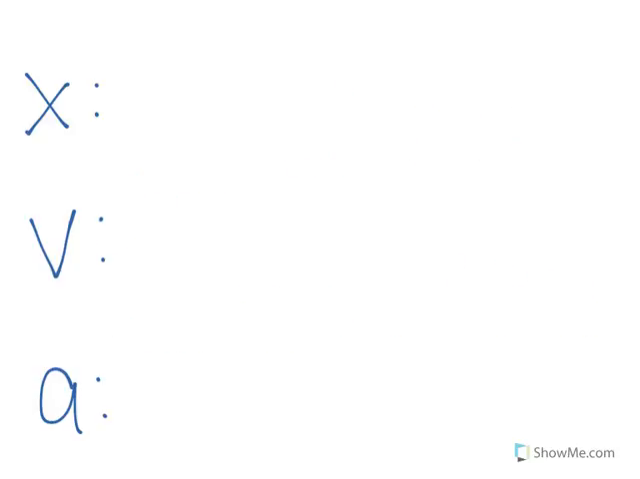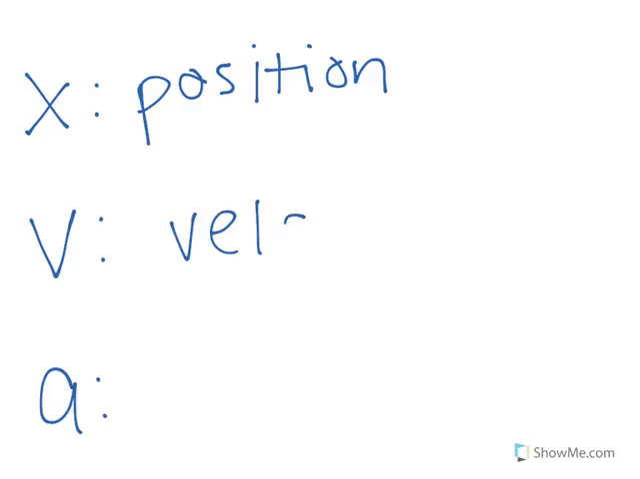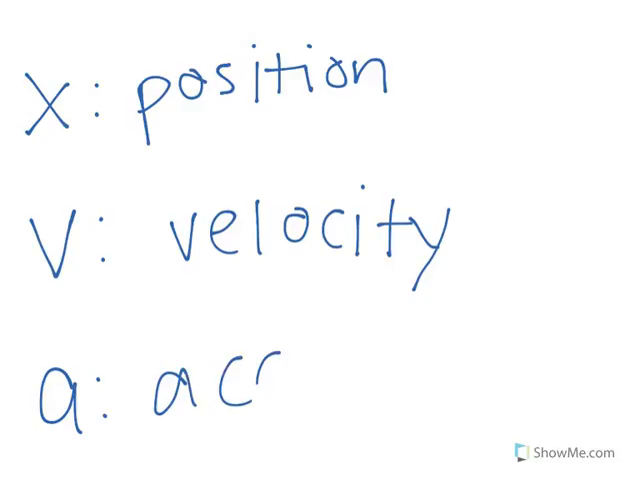Let's start out with some concept review. Can you remember what these variables mean? What about x? If you said position, that's right. How about v? What does v stand for? That's right, velocity. How about our last variable, a? If you said acceleration, you're right.